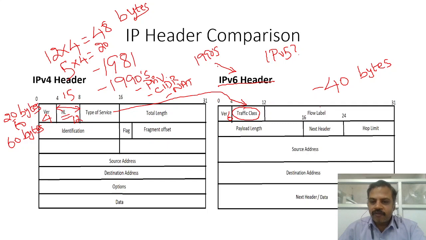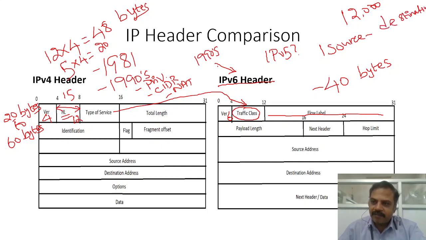Then we have one new field in IPv6 which is not in IPv4, called flow label. Flow label is basically a number. The flow number may be any number; let me take the flow number as 12,000. It can be anything. The flow number is given for the sequence of packets from the same source to destination.